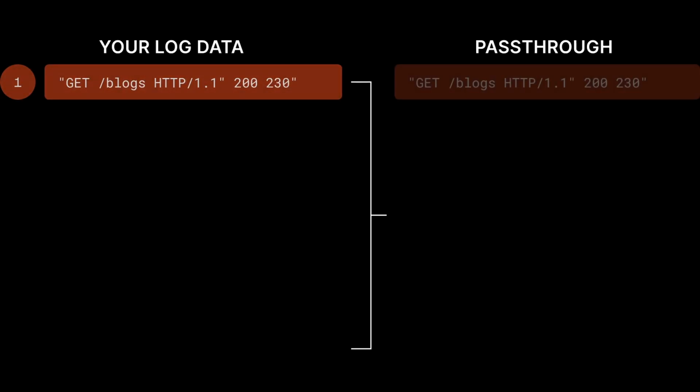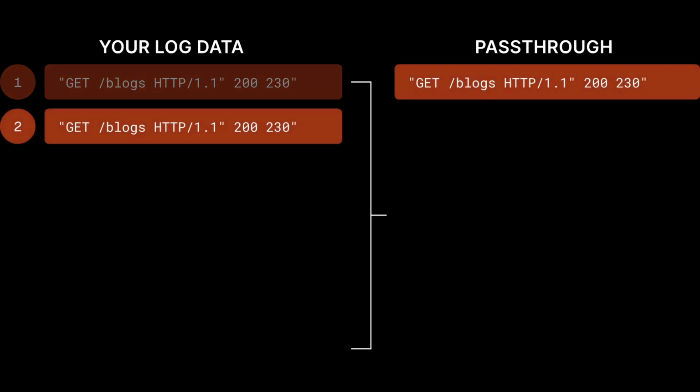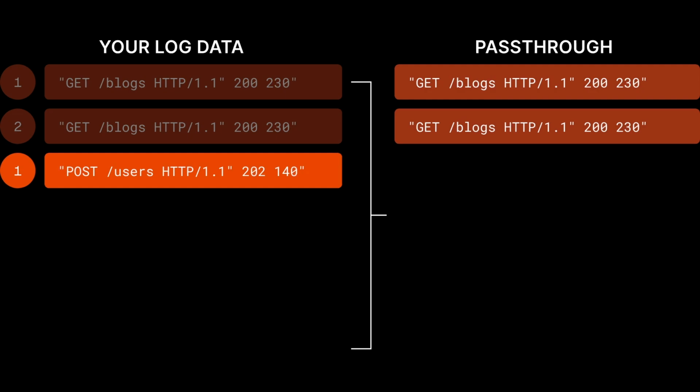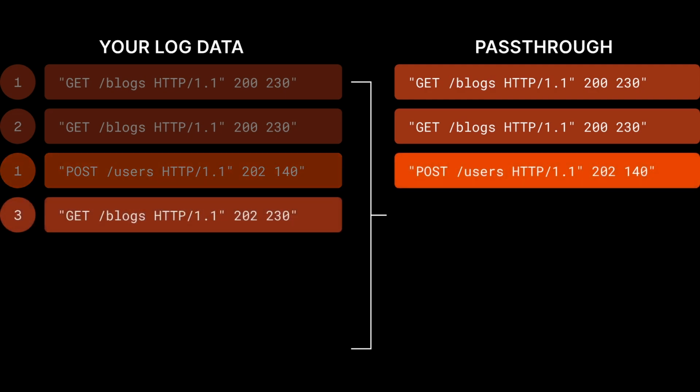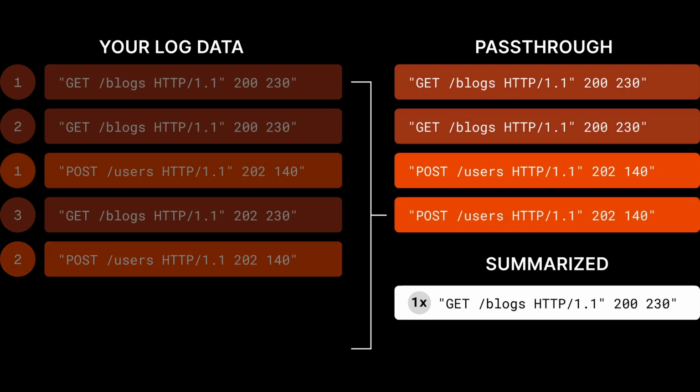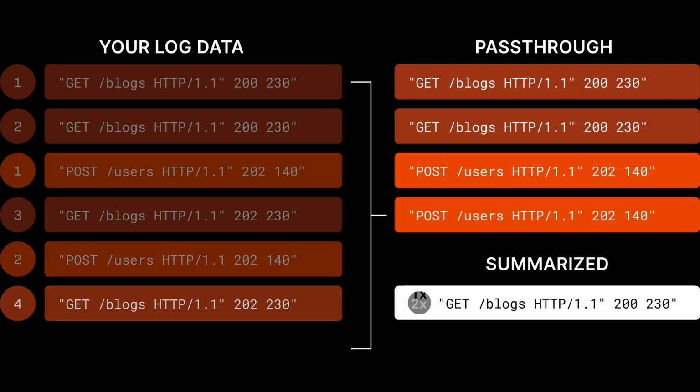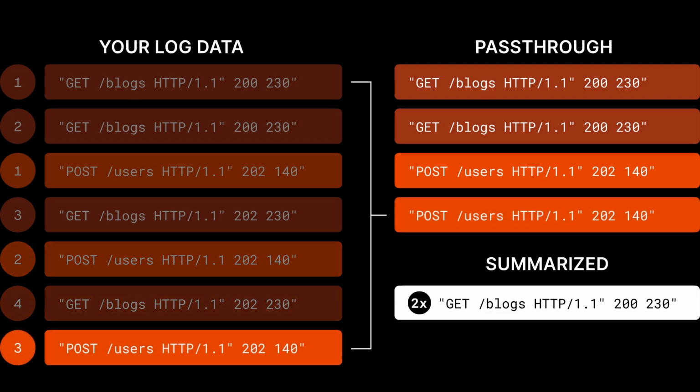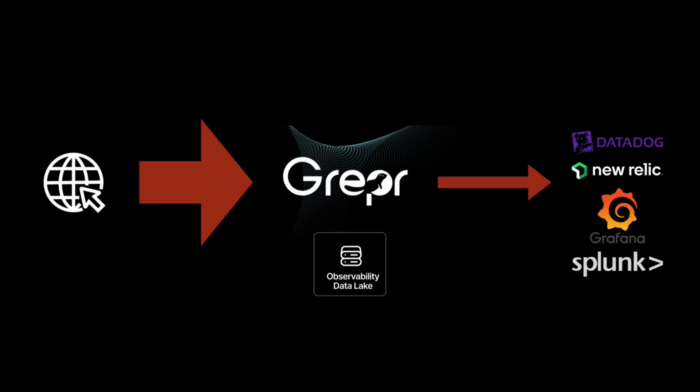Grepr reduces log volume by 90% using machine learning to automatically find similar patterns in log messages. For frequently occurring message patterns, a summary is sent through, while unique messages get passed straight through. No data is lost. All data sent to Grepr is retained in low-cost storage.